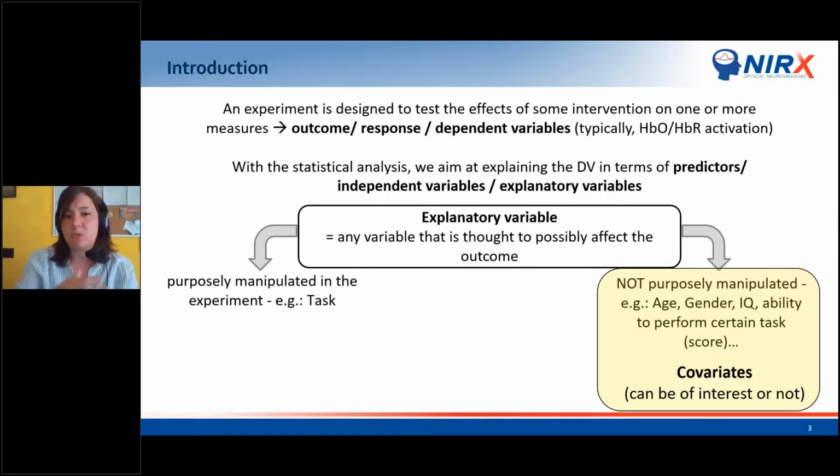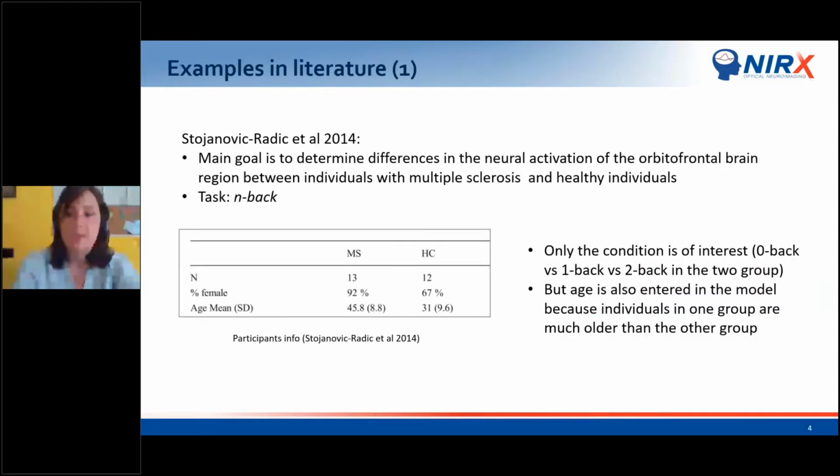So, for example, just to mention a few examples from literature, in their work, Stojanovic and colleagues, I hope I pronounced it right, they wanted to determine the pattern of neural activation in the orbitofrontal region of the brain in patients with multiple sclerosis during a working memory task. And the task employed was the MBEC. We are all very familiar with it. And they recruited, of course, also a control group of healthy individuals to compare.